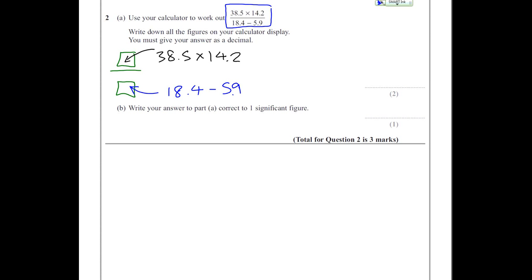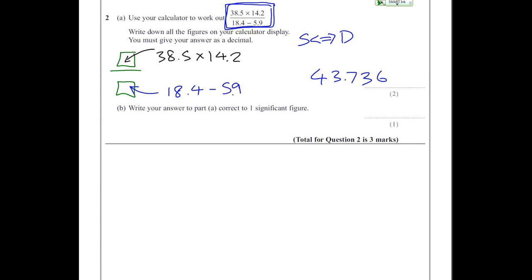18.4 minus 5.9. So my calculator screen looks just like this, and it gives me the answer as a fraction. I press the SD button, which you might have on your calculator, and you get 43.736. And it says write out all the figures, so that is your answer.